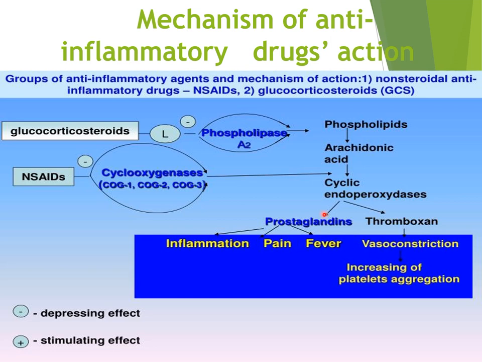I want to pay attention that there are two main groups of drugs with anti-inflammatory activity: glucocorticosteroids, or another name, steroidal anti-inflammatory agents, which block phospholipase A2. And the drugs that we discuss with you, non-steroidal anti-inflammatory drugs, block the enzyme cyclooxygenase.